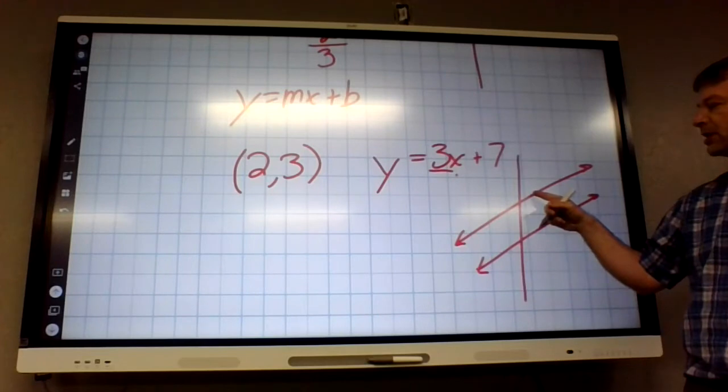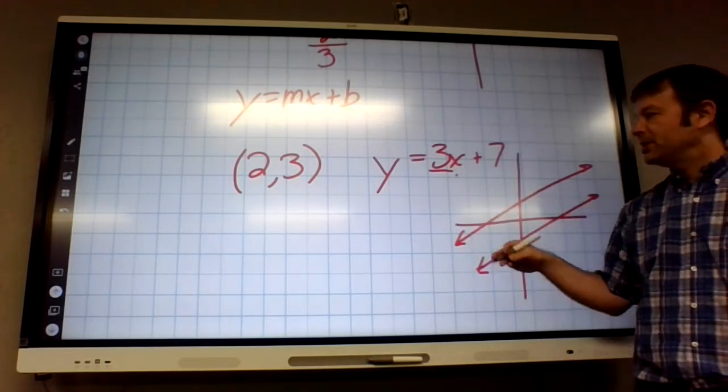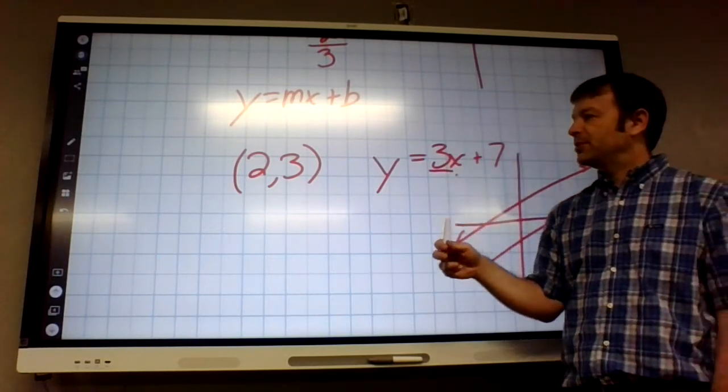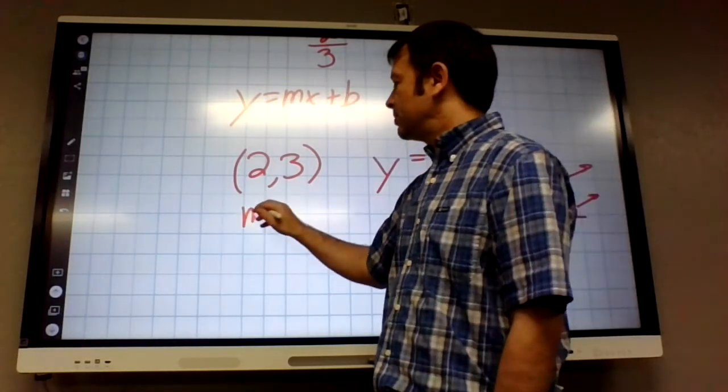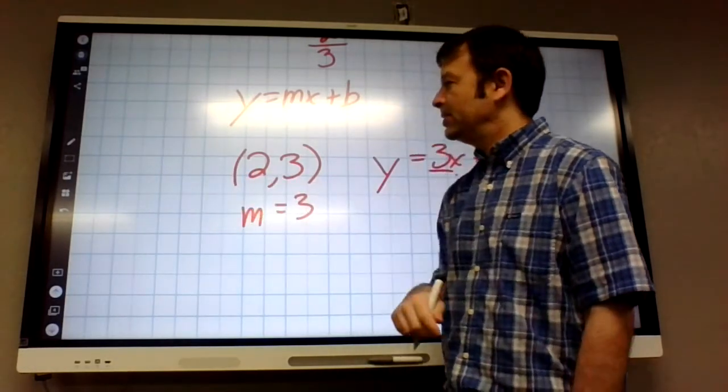Okay, are we going to have the same y-intercept? No. The lines are parallel. They're not the same lines. You're going to hit the y-axis in a different place. But basically, we're going to use their slope of 3. So m is going to equal 3. And it also told us this point, (2, 3), is supposed to be on the line.